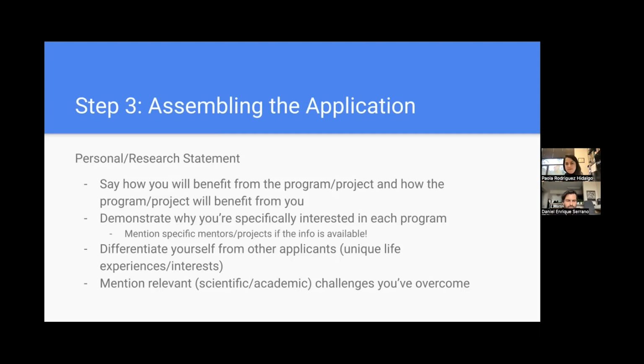Demonstrate very specifically why you're interested in the program. So really read all of the REU projects that are available, mention specific things that you are really interested in, although we're telling you later you should still keep it broad, because they might not be tailored exactly to what you are wanting to do at the very end. But show that you have read the projects, that you are really interested in certain things, and mention them in the application, right? And then finally, you want to differentiate yourself from other applicants.